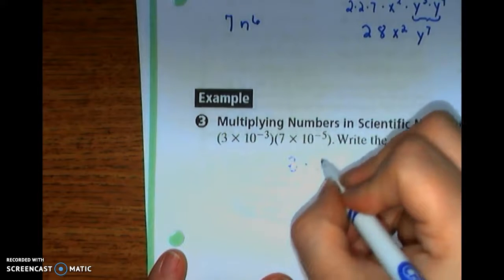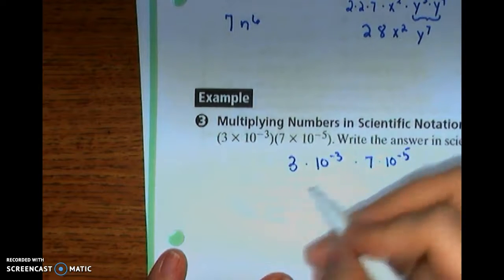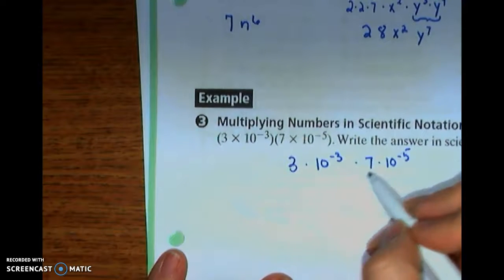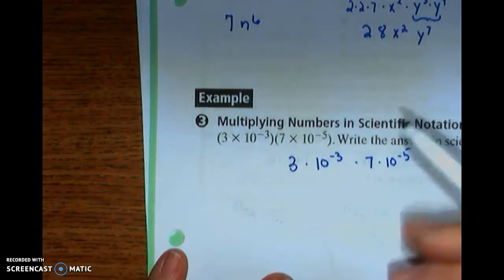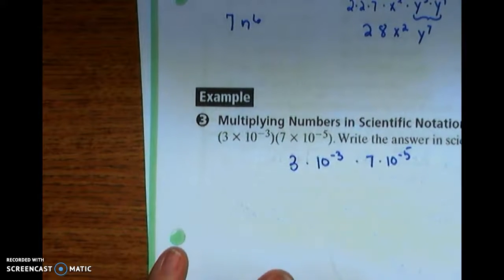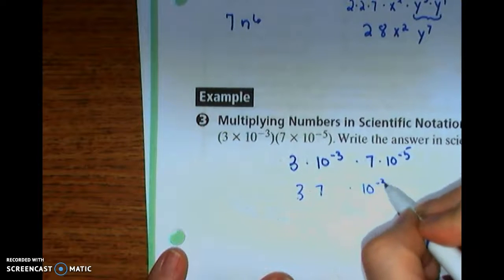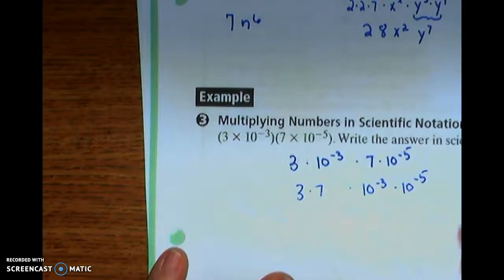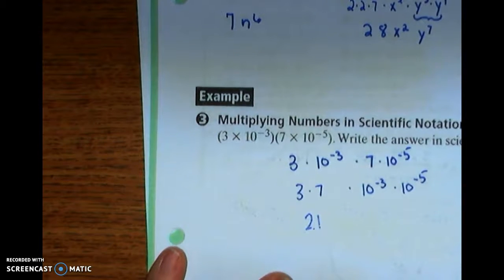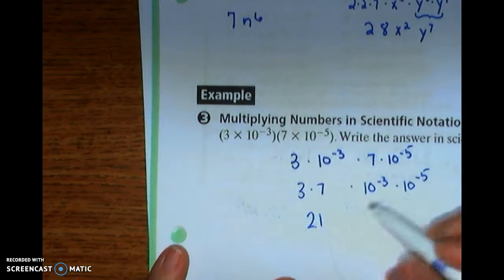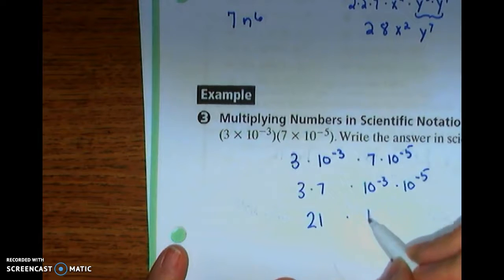So if you think about what we've got here in scientific notation, we have 3 times 10 to the negative 3rd times 7 times 10 to the negative 5th. So just like we did in our multiplying powers with algebraic expressions, we can do the same here. I'm going to rearrange it so I have my numbers multiplied together and my powers of 10. Okay? And then 3 times 7 is what? Well, that's 21. We can all do that in our head. We don't have to grab a calculator for numbers like this. And then 10 to the negative 3rd times 10 to the negative 5th becomes 10 to the negative 8.